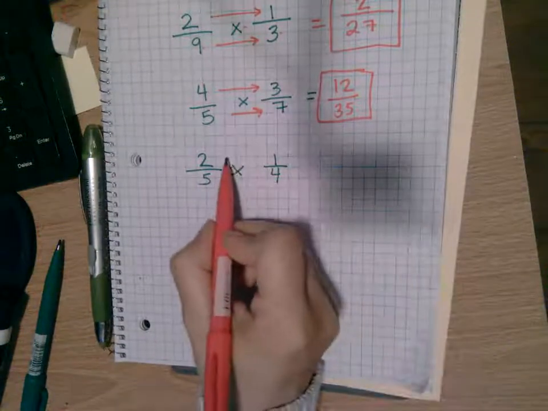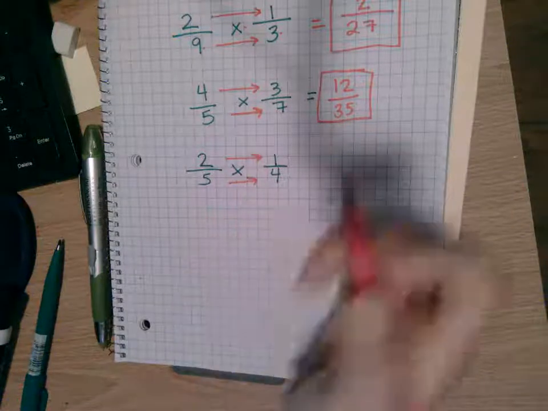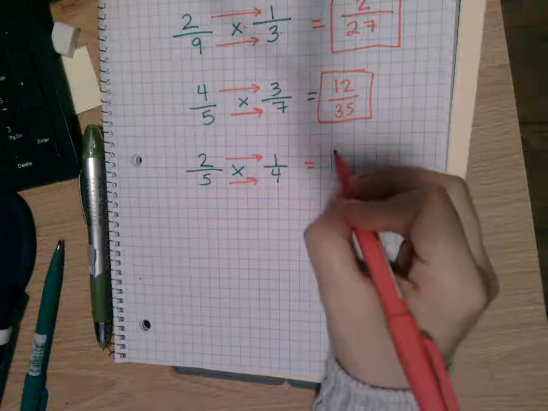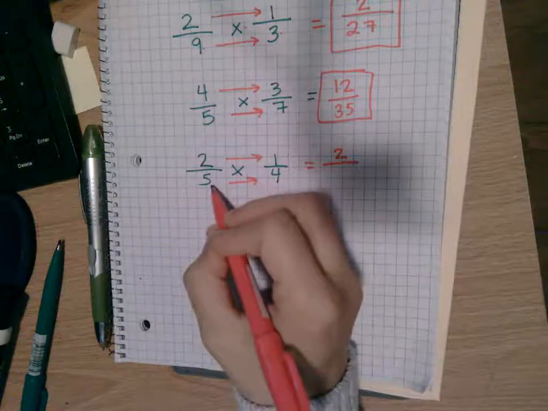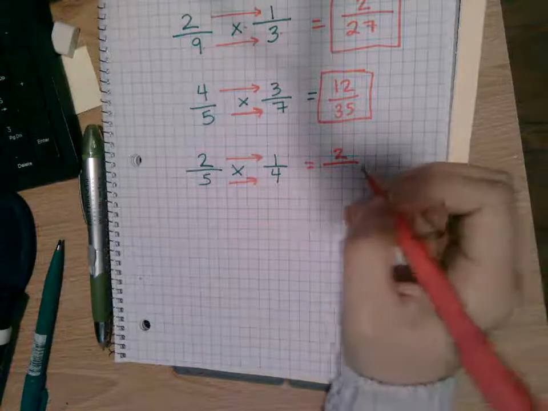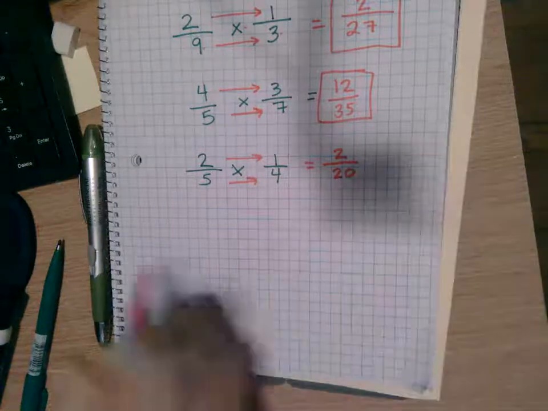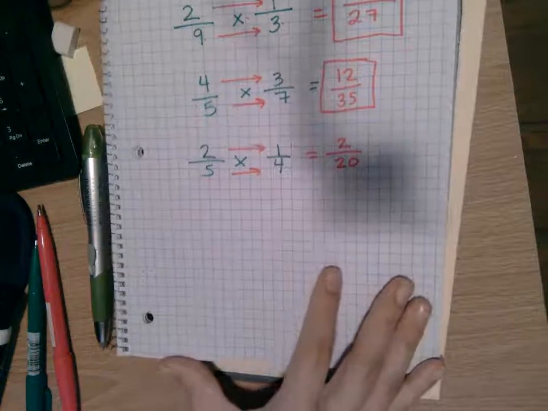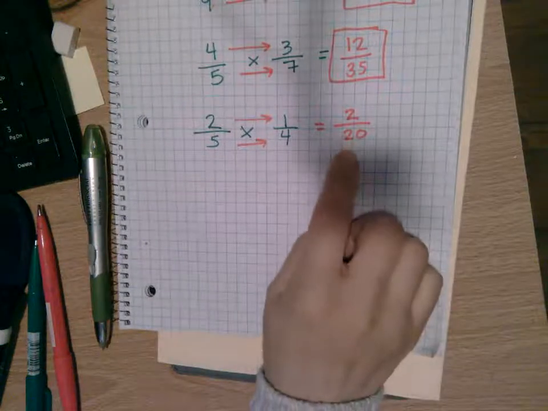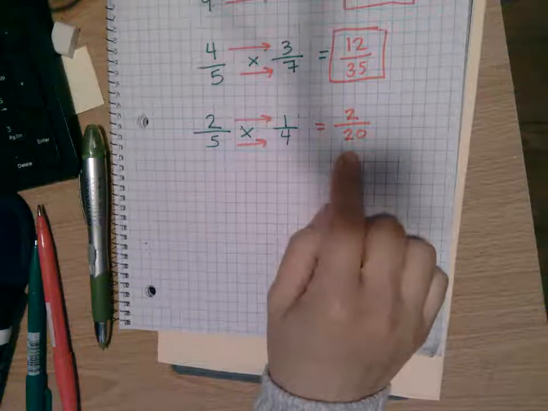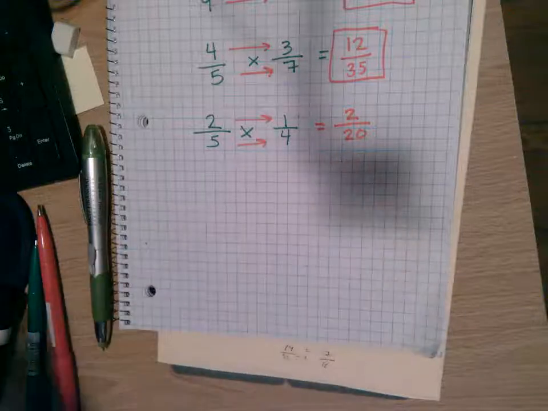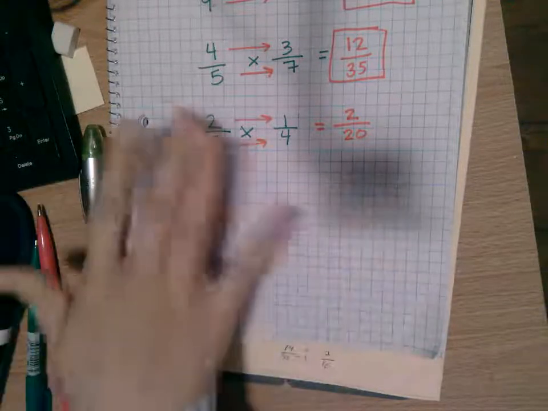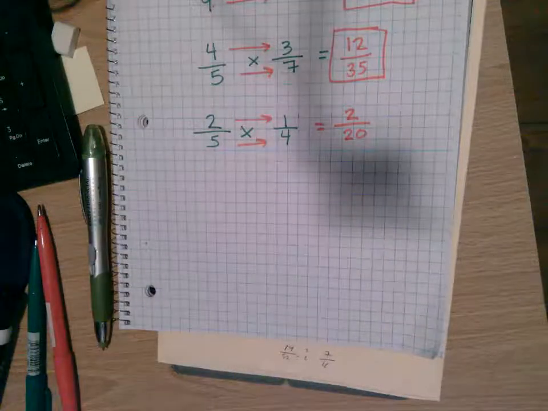So, same thing. You're going to multiply straight across, right? 2 times 1 is 2. 5 times 4 is 20, right? But instead of saying, okay, that's my final answer, we're not done with this answer. We have to simplify it. Now remember, you're all writing this down because this is worth points. You have to take a picture of this later on.